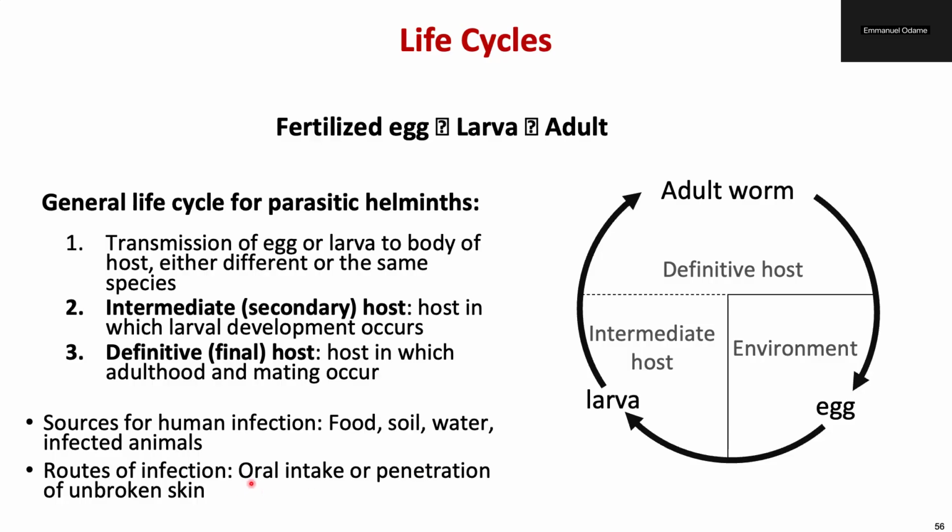Their route of infection can be oral or through any broken or damaged skin. Their transmission can be through the body of the host, or an intermediate host, where the host in which the larva develops is the secondary host, and then they move to a definitive or final host in which the adult grows and then they mate.